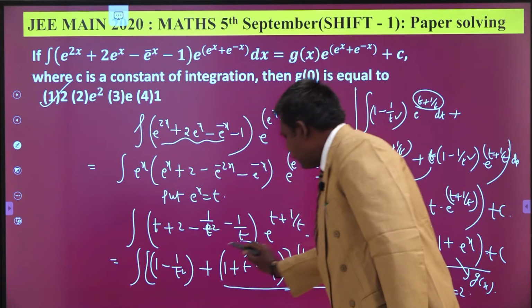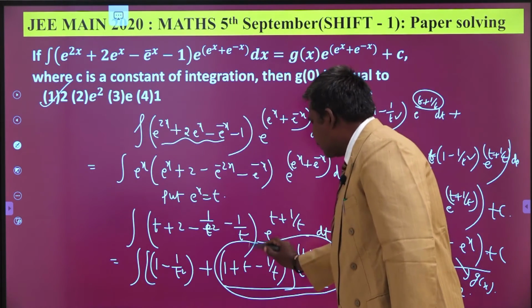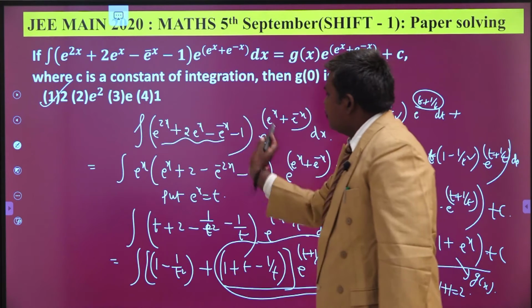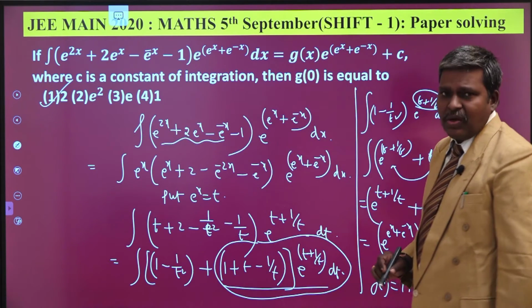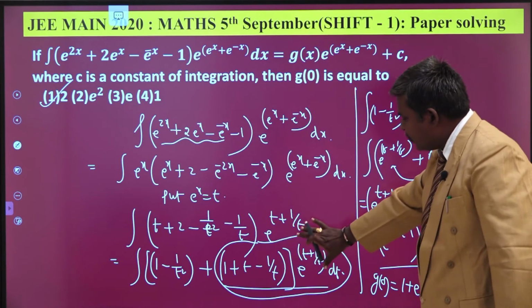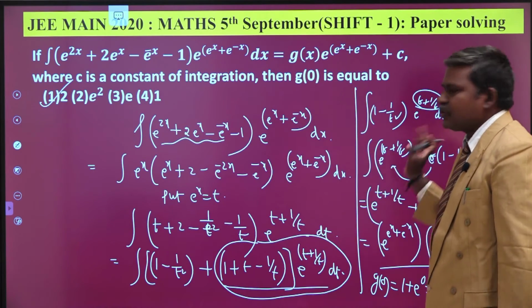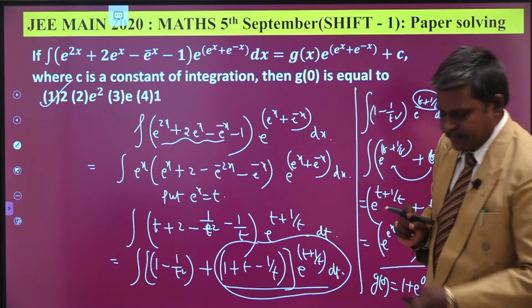So in previous years they were asking only this question. Here they are clubbing this one also. 1 minus 1 by t square is also added here. So once you get how to solve this problem, it is easy to solve this one also. Understand?